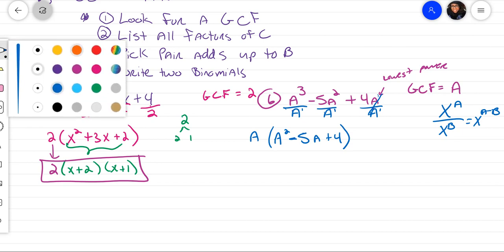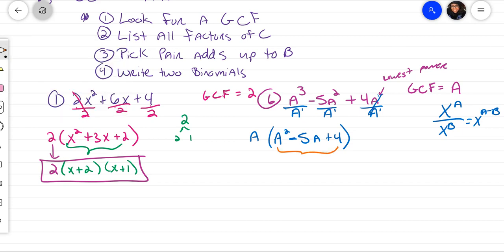Again, once you take out the GCF, we focus on the trinomial and factor that. So we need factors of 4 that add up to -5. That's going to be -1 and -4. So it's going to be a on the outside, a minus 1, and a minus 4. That's our answer.